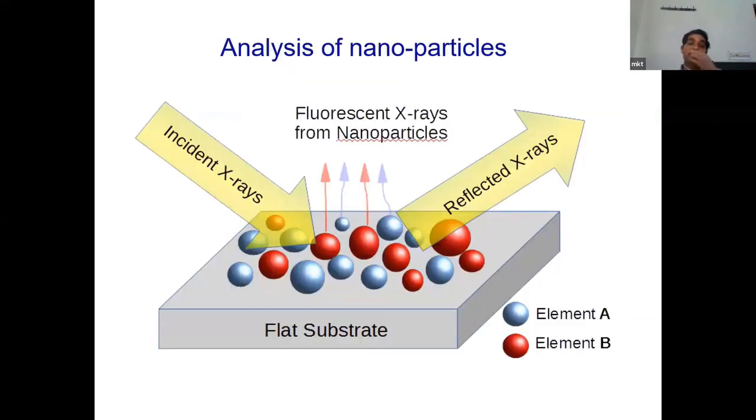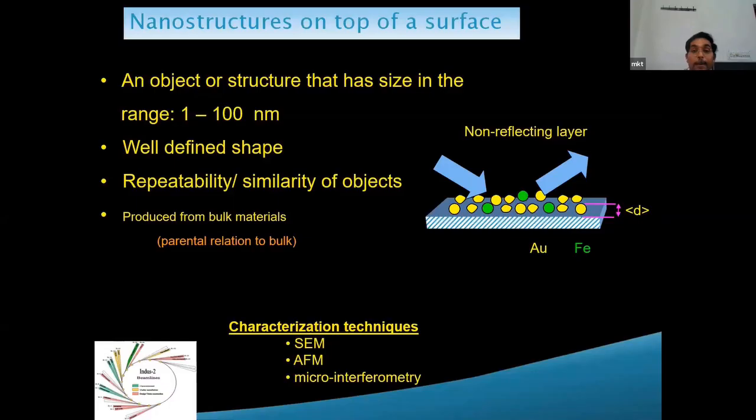Now I'm coming to the particle side. In the incident beam, you have a mixture of different particles, particle A and B, put together on top of a substrate. Now you want to analyze the size of particle A, the size of particle B, and their distribution profile. That means the size distribution and the shape. It's also possible by the XRF technique to determine the shape, because the fluorescence profile is quite sensitive to the shape, which we are going to describe.